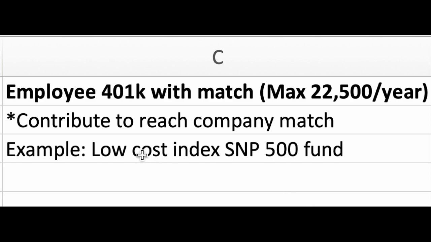And I just put an example in here of a low cost index S&P 500. And you can refer to my channel. I have plenty of videos and playlists on the S&P 500 and where you can invest your money. And there's definitely plenty of options.